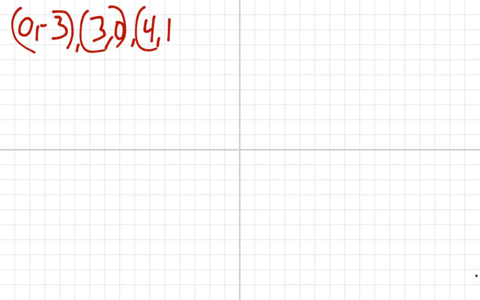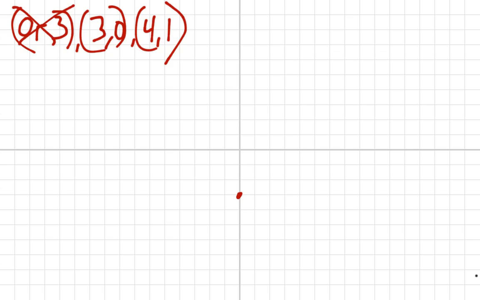Again, if you guys want to go ahead and pause the video, try to graph them on your own, see if you get the same straight line that I do. That would be great. Okay, you're back. First one, 0, negative 3 means 0 to the right and left, down 1, 2, 3. So 0, negative 3 gives me a point right there.